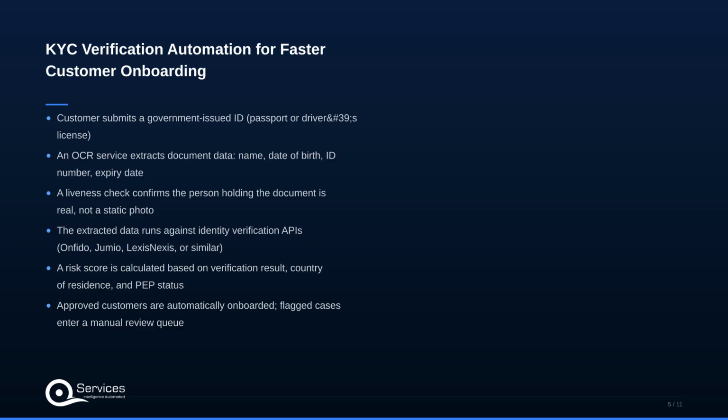Here's how a well-built automated KYC flow works. Azure Cognitive Services handles the OCR and document analysis natively. For liveness detection, Azure Face API or third-party SDKs like iProov integrate directly into the flow. The whole chain runs as a Logic App or Azure Function, depending on how much custom logic your risk model requires.